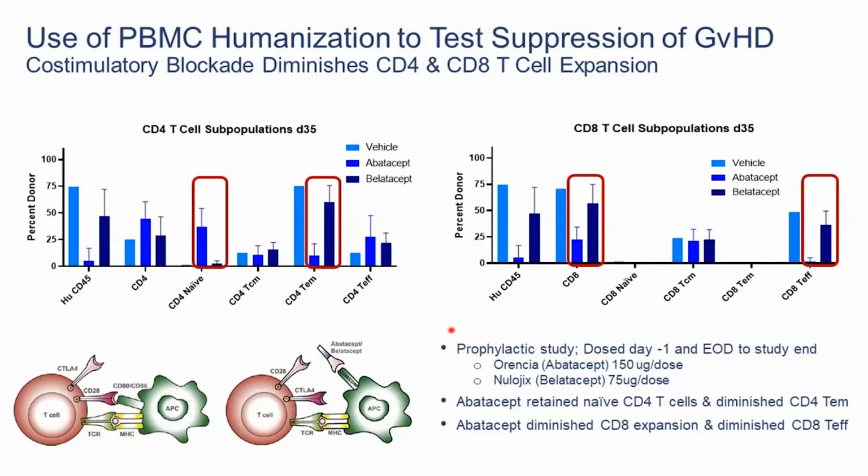And so what you can do is look at your drug treatments and look for things like with abatacept at the 150 microgram dose given beginning prophylactically at day -1 and every other day thereafter. You can see that there's a retention of naive T cells, a reduction in CD4 T effector memory cells. There's a better reduction of the CD8 T cells that are expanding out into the periphery. And at this later stage, you have a reduction at that higher dose of abatacept of the CD8 T effector cell population. So you can really look at these different T cell populations to really understand how your molecule is working in this system.